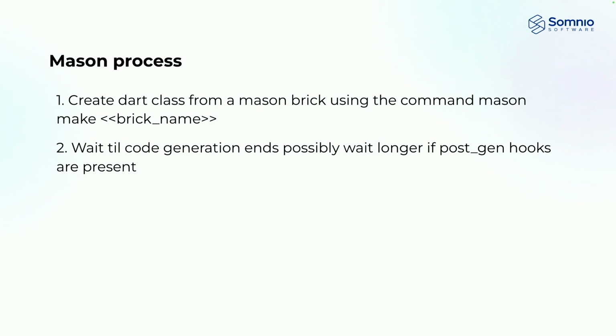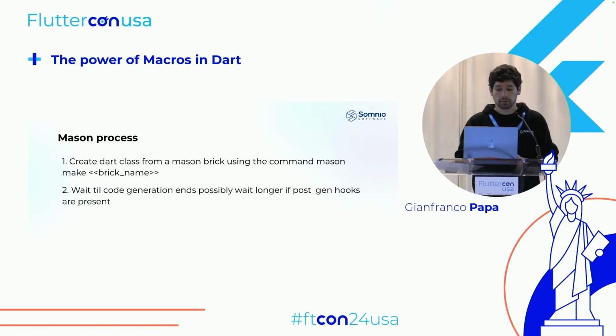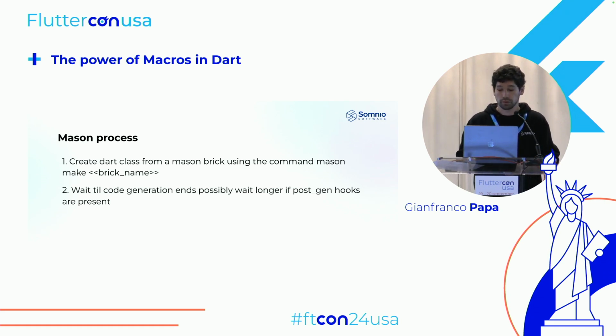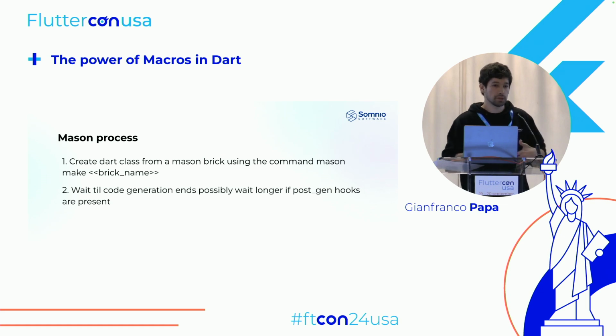So the process will be roughly to create a Dart class from a Mason brick. I mean, Mason could be used for creating any file, but if we use it for this particular case, we'll create it from a Mason brick. And then we'll run Mason make, and finally we'll be able to generate a class, right? Then we will wait till the code generation ends. It will be shorter or longer based on whether we have some hooks in the brick.